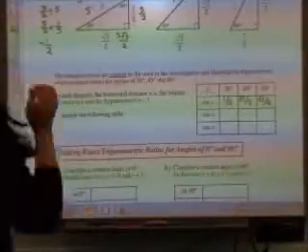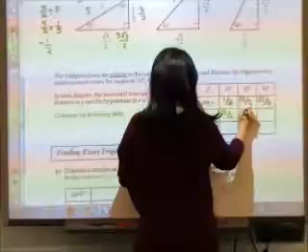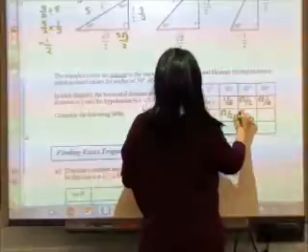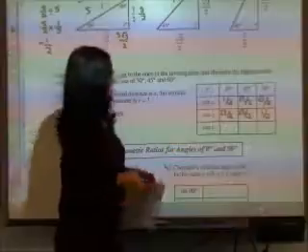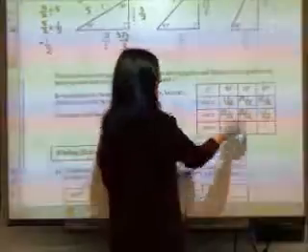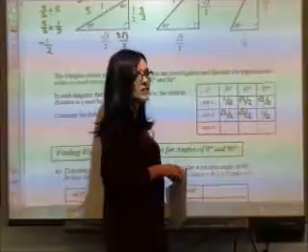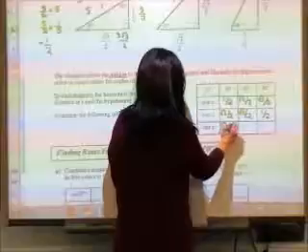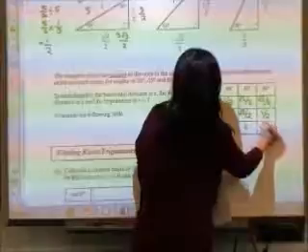So if I fill in the rest of the chart, cos of my 30 degrees is root 3 over 2. Cos of my 45 is root 2 over 2. And cos of my 60 is 1/2. And if you notice, the cos and the sine end up being opposite in my 30 and 60, and they're the same in my 45, because with my 45 I have that isosceles. And then my tan of 30 is root 3 over 3, tan of 45 is 1, and tan of 60 is root 3.